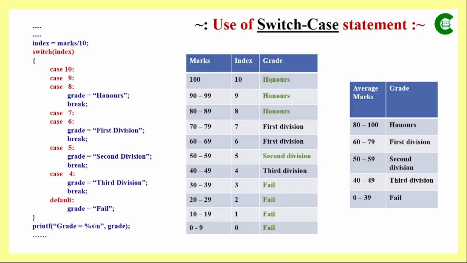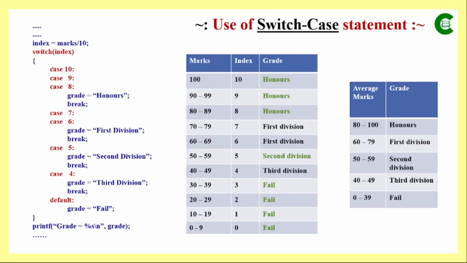Now suppose the marks is, say, 95. So 95 divided by 10, if we perform integer division, then the quotient will be 9. And for that also we are providing grade honors. Suppose the marks is 82. So 82 falls within this range, and 82 divided by 10, when this index value is calculated, the quotient value will be 8, integer division as I said, then the grade will again be honors.